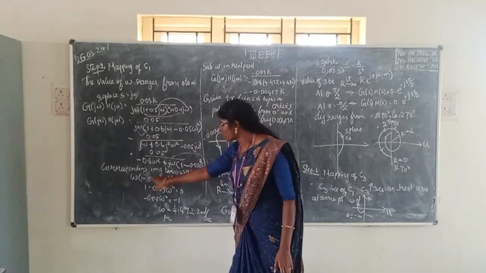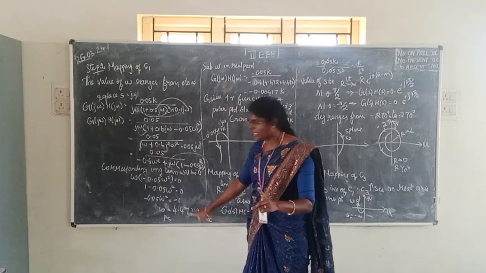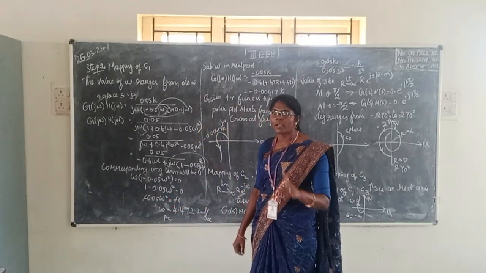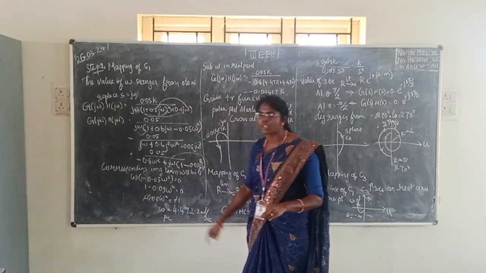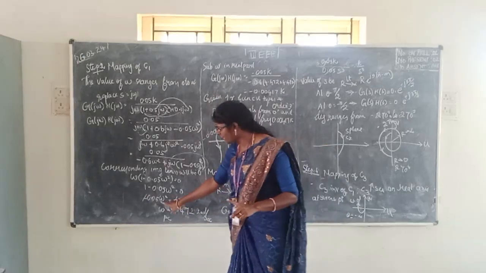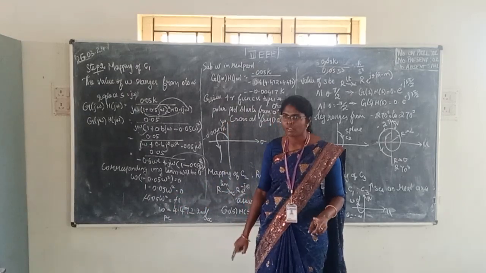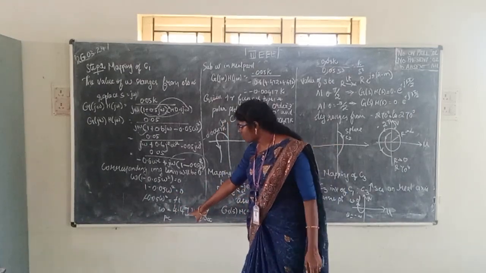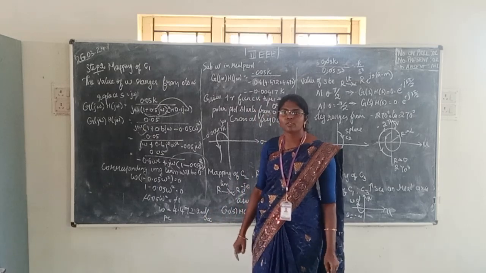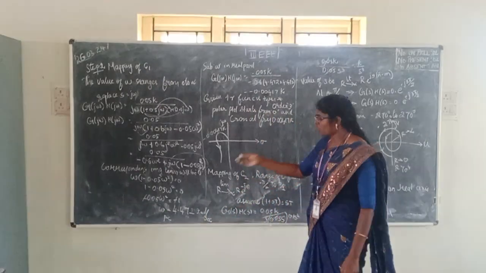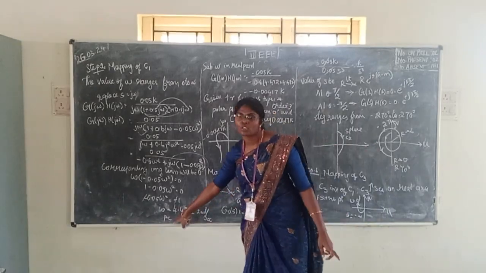If I bring this 1 over to the right hand side, it will become minus 1. If I cancel both minus, it will be like 0.05 omega square is equal to 1. If I take the square root of it, omega is equal to the square root of 1 by 0.05, and the answer will be like 4.472 radian per second. This is the phase crossover frequency.